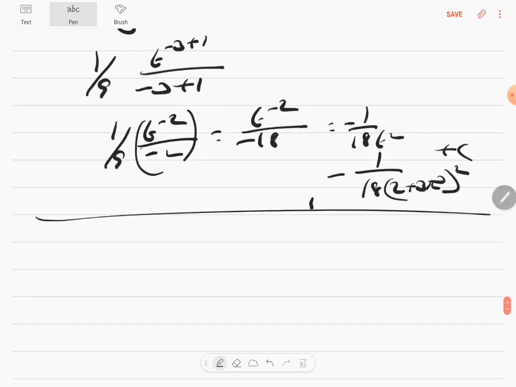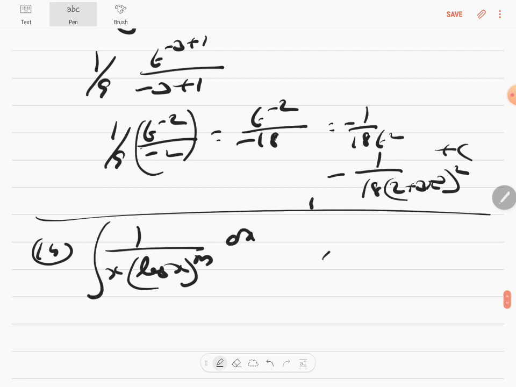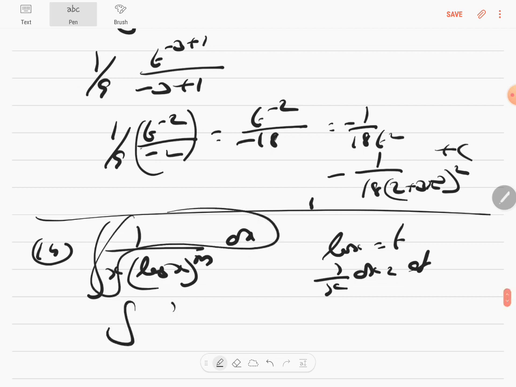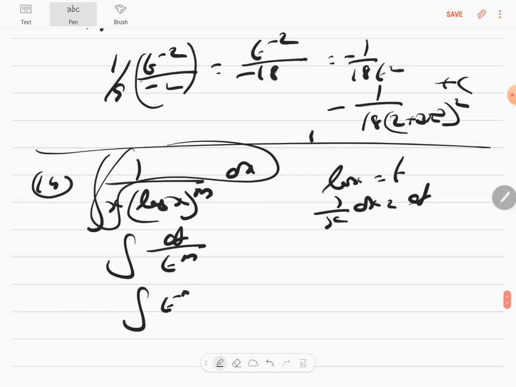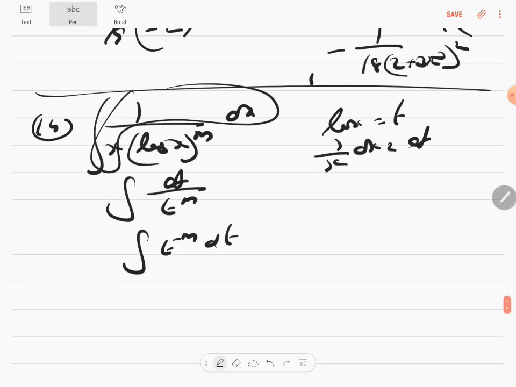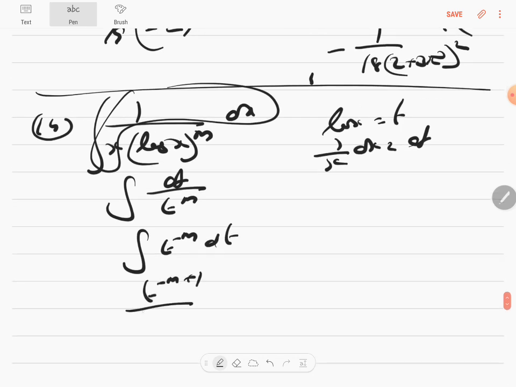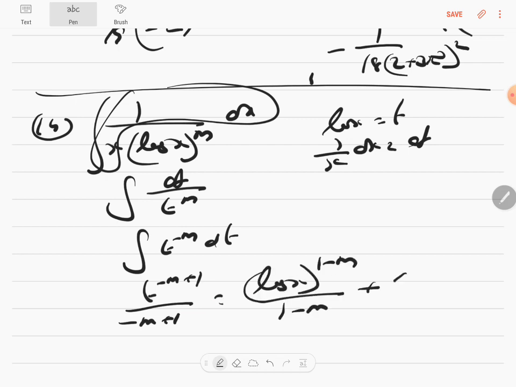So let's go to the next question. The 14th question is 1 by x into (log x) the whole to the power m into dx. Let log x be equal to t. 1 by x into dx is equal to dt. And 1 by x dx will become dt by t to the power m. This will become t to the power minus m when taken to the numerator, which is t to the power minus m plus 1 by minus m plus 1, which is (log x) the whole to the power 1 minus m by 1 minus m plus c.